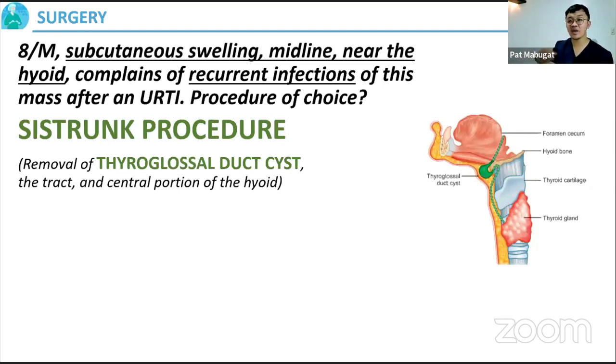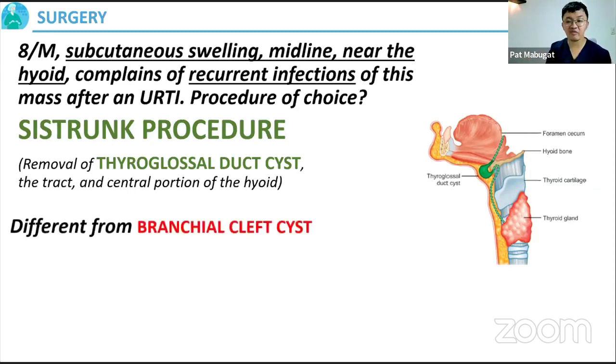And that may become infected later on. Right? So this is your thyroglossal duct cyst. What we do is the Sistrunk procedure. We remove the cyst, we remove the tract, and we remove the central portion of the hyoid bone, because usually the tract is adherent there.